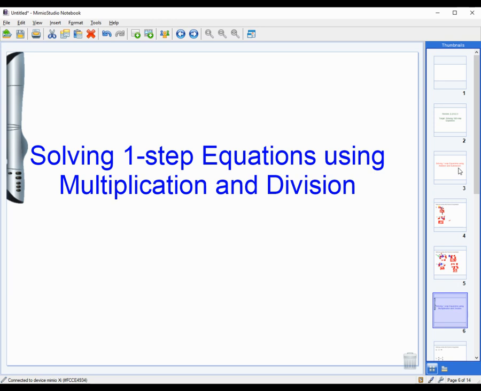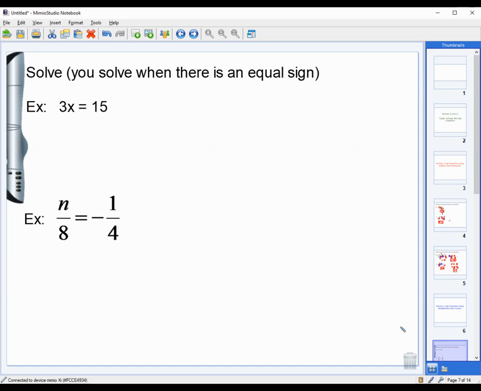So now we're going to try to solve one-steppers using multiplication and division. Okay, so likewise with addition and subtraction, whatever we do, we got to do the opposite. So if we're multiplying, we're going to need to divide. If we're dividing, we're going to need to do the opposite, which is multiply. Okay, so again, we're solving here. We see these equal signs, and let's go ahead and get into it.